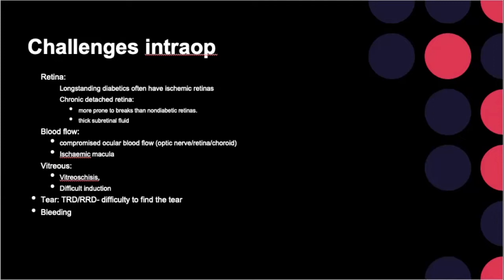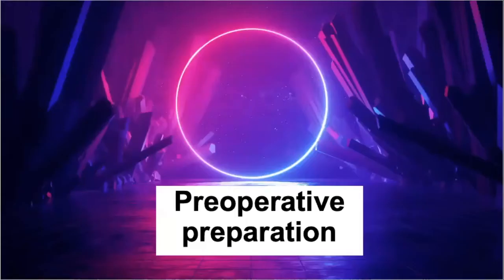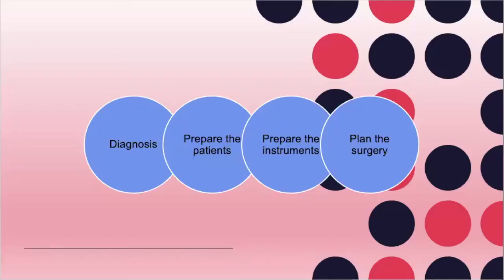Another condition that we have to deal with is the issue of bleeding, both intraoperative as well as postoperative. So how do we start preparing the patient? We start with our pre-operative preparation. Again, I would like to subdivide all those plans into making the correct diagnosis, preparing the patient itself or preparing the eyes, preparing the instruments, having the best instruments in hand, and also starting to prepare the surgery.